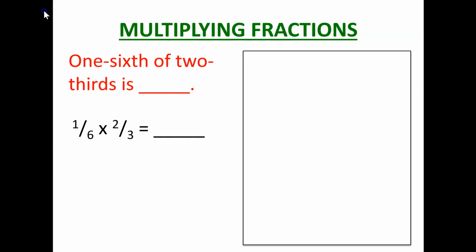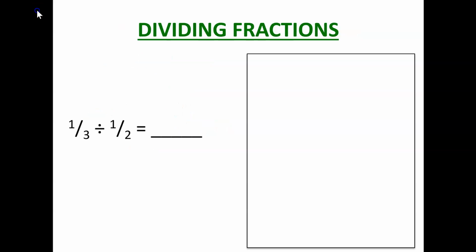How about 1/6 of 2/3? We don't really need to worry about slicing up the pizza anymore. We can just do the arithmetic. Multiply our numerators, 1 times 2. Multiply our denominators, 6 times 3. 1 times 2 is 2. 6 times 3 is 18. Both 2 and 18 are even, so we can divide them both by 2 to simplify, and we get 1/9.